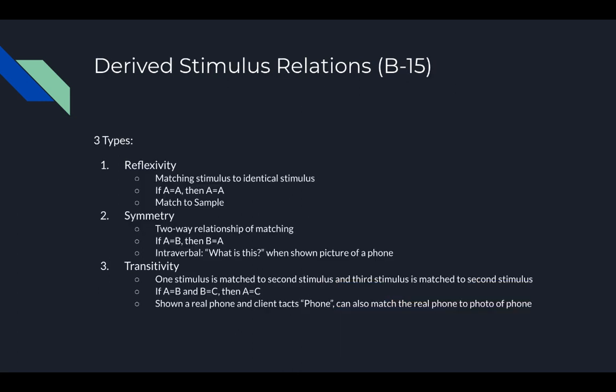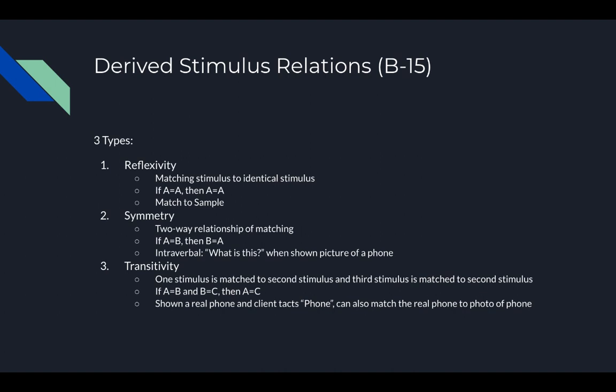So derived stimulus relations. There are 3 types. There's reflexivity, and this would be matching a stimulus to an identical stimulus. If A equals A, then A equals A. So for her, we lay out a field of 3 cards. We'd usually use 2 knowns and an unknown, so it would be like raspberries, blackberries, and a phone. I would give her an identical picture of a phone, and I would say match, and she would match the phone to phone.